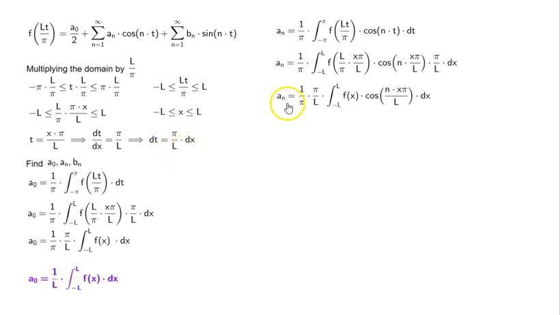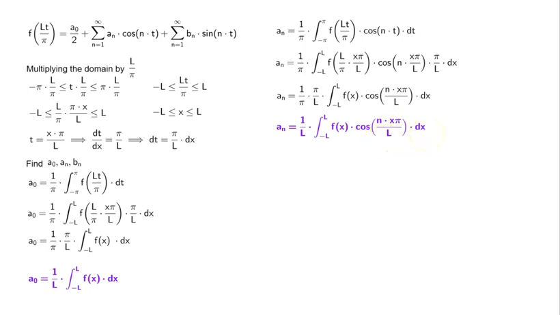So An is equal to 1 by pi, pi by L comes out of the integral, times the integral from minus L to L of, L cancels, pi cancels, x is left. So f of x times cos n x pi by L dx. This pi and this pi cancel out. We have An is equal to 1 by L times the integral from minus L to L of f of x times cos n x pi by L dx.